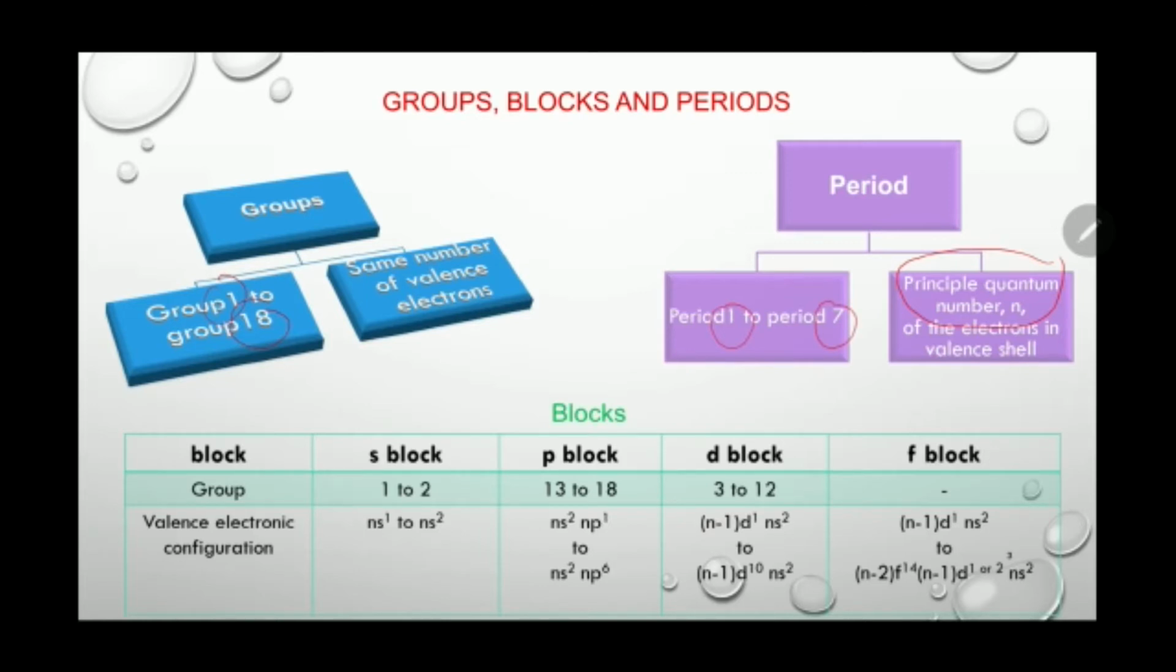For the blocks, we discuss the S block first. S block must come from group 1 and group 2 with the valence electronic configuration ns. For the P block, it comes from group 13 until group 18 with the electronic configuration ns and np. And for the D block, elements come from group 3 to group 12 with the electronic configuration (n-1)d and s.